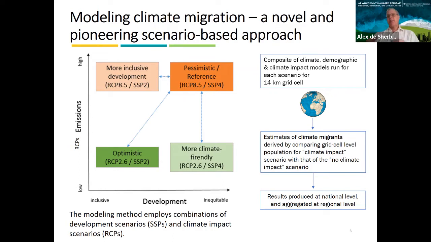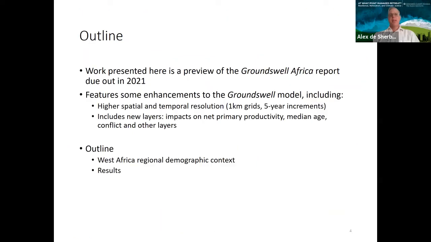So we produced each country separately. We did not try to make any estimates about future bilateral flows between countries. Those were retained from the SSP scenarios. I do not have time to get into the SSPs, but there's a rich literature on that if you'd like to learn more about what the shared socioeconomic pathways represent. So what I'm presenting here is work from the Groundswell Africa report, which is due out in 2021. This includes some enhancements on the original Groundswell report, which was published in 2018. You can go to the World Bank website and download the Groundswell report if you're not familiar with it.